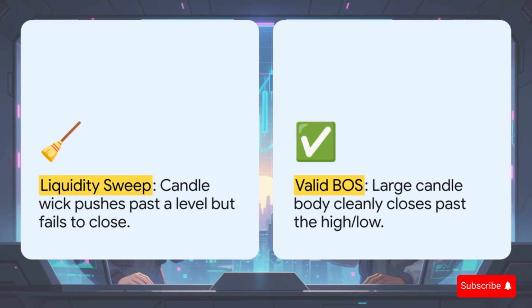Trap number 2, misreading candlesticks. Never, and I mean never, treat a simple candle wick as a valid break of structure. Wicks are liars. They're actually showing you an institutional liquidity sweep. A true, safe break of structure requires a large, solid candle body to cleanly close right past your level.